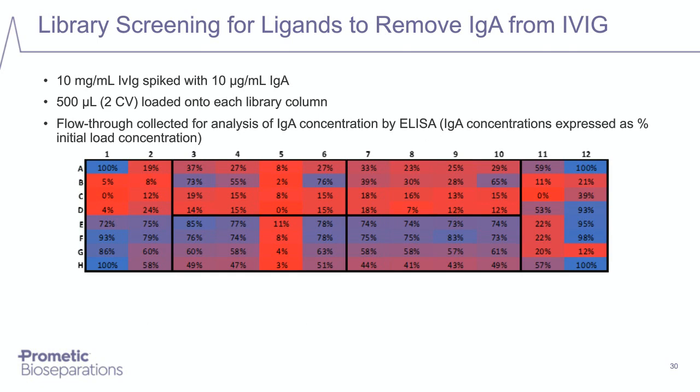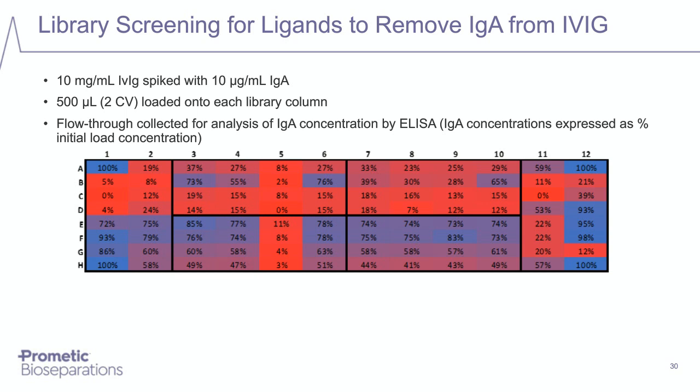So we'll start with an example of the capture and removal of IgA. So this is immunoglobulin A. There are pharmacopoeia limits for the amount of IgA in IVIG products. Excessive amounts of IgA are undesirable, and it's important that the IgA is removed. So what we've done here, we've taken IVIG, we've spiked IgA into it, and then we've used an IgA ELISA to look at the removal of IgA.